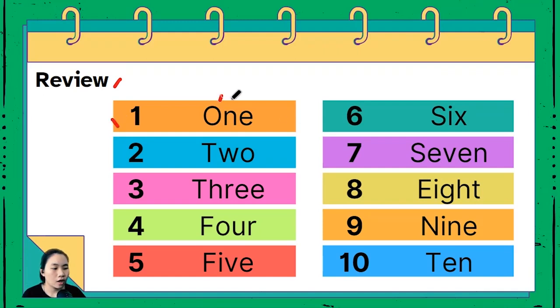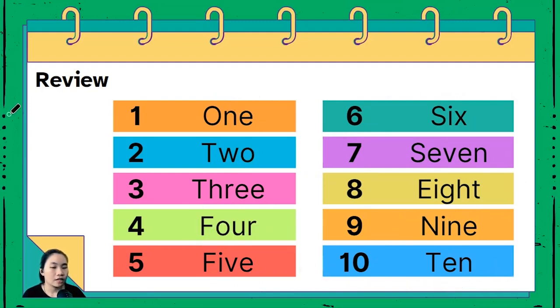We have 1, O-N-E, 2, T-W-O, 3, T-H-R-E-E, 4, F-O-U-R, 5, F-I-V-E, 6, S-I-X, 7, S-E-V-E-N, 8, E-I-G-H-T, 9, N-I-N-E, and last but not least, 10, T-E-N.